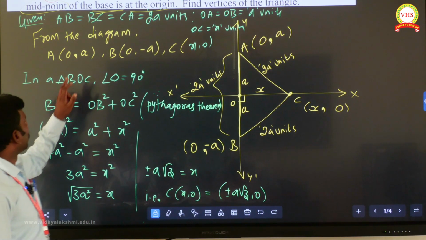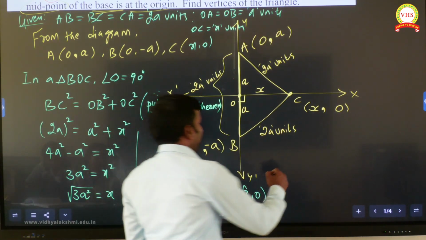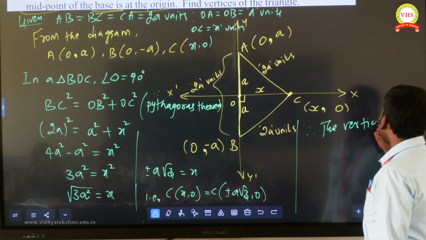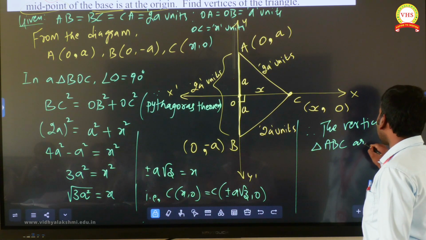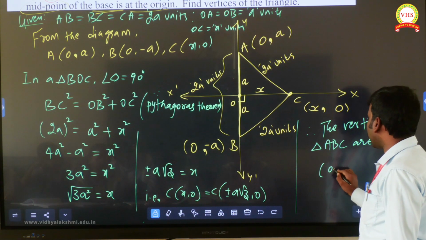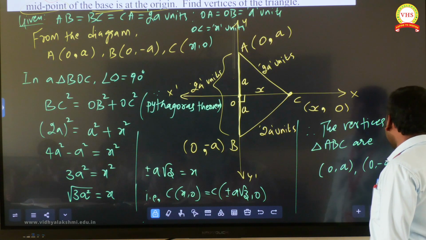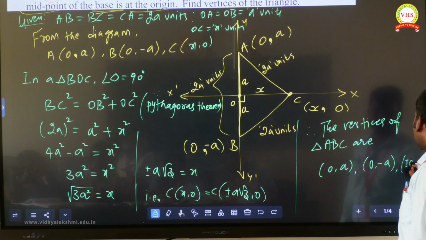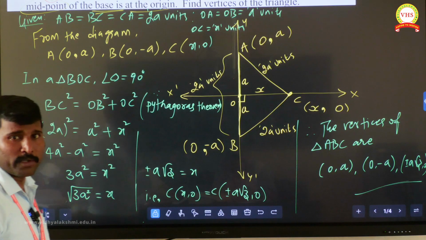Now I have A vertex, B vertex and C vertex also. Therefore, the vertices of triangle ABC are A point (0, A), B point (0, minus A), and C point (plus or minus A root 3, 0). That's it. This is my required answer. Children, I hope you understand this. Kindly take notes, okay?